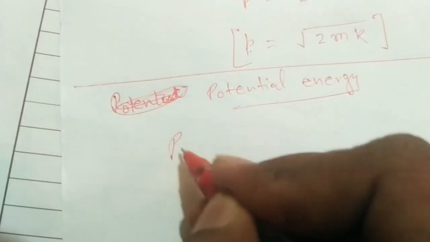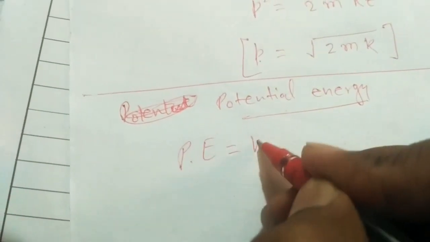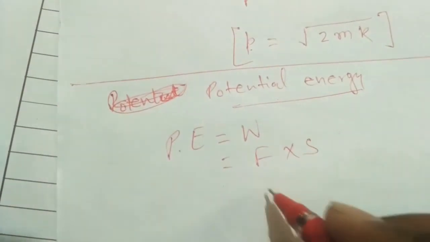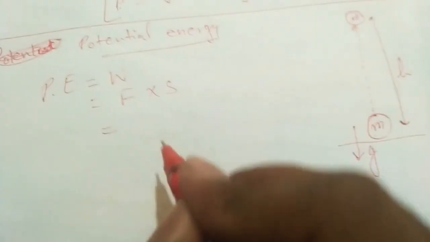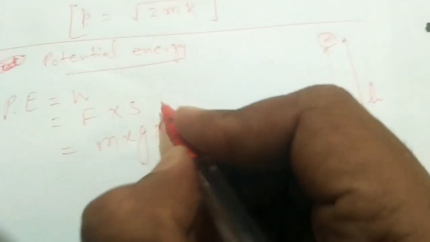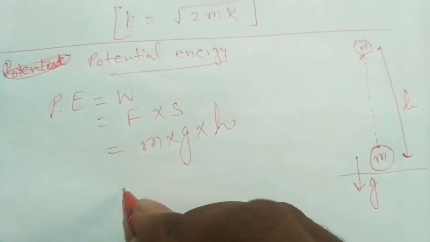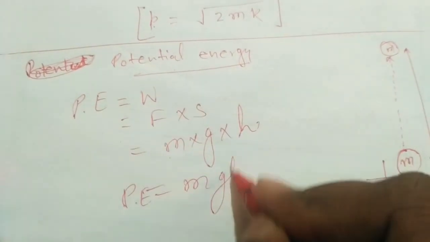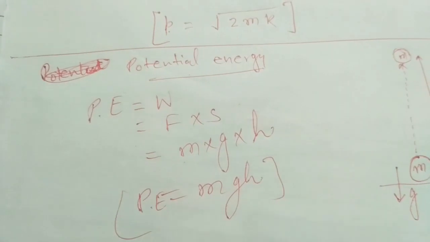So we can say the potential energy here will be the work done, and the work done will be force into displacement, always. And what is the force here? Force is the weight of the object. Force is equal to mass into acceleration. And what is the displacement? From here to here it is displaced by h. So we got the expression for the potential energy, that is mgh. That's it.